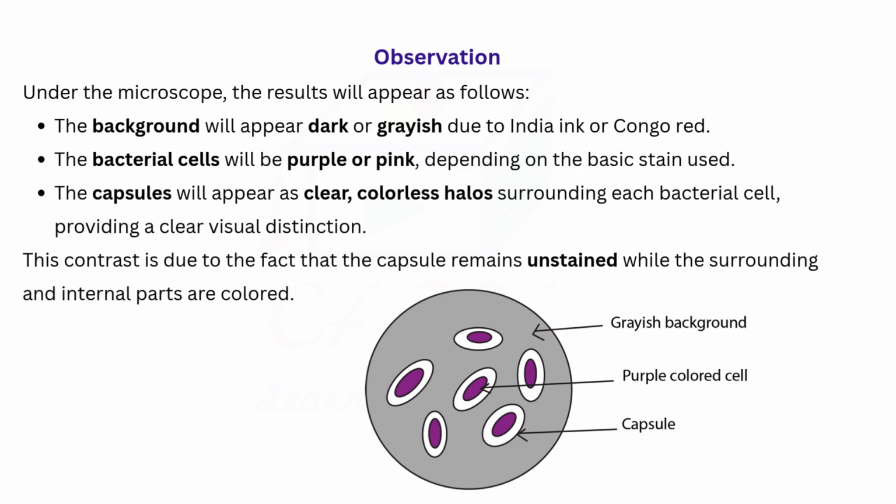So what should we expect to see under a microscope after capsule staining? You will notice a dark colored background due to the India ink or Congo red. Within that, the bacterial cell itself will appear purple or pink depending on whether you use crystal violet or safranin. But the most important thing, you will see a clear colorless halo around each cell, that is the capsule. This visualization confirms the presence of a capsule and helps differentiate encapsulated bacteria from those without a capsule.